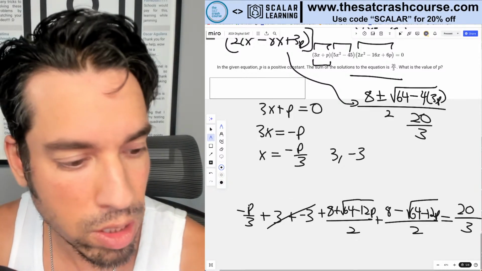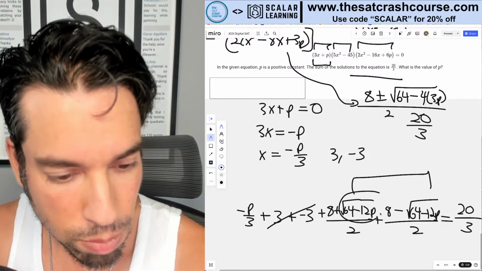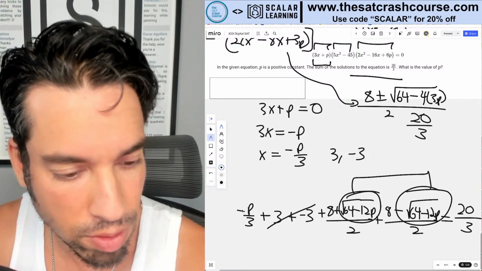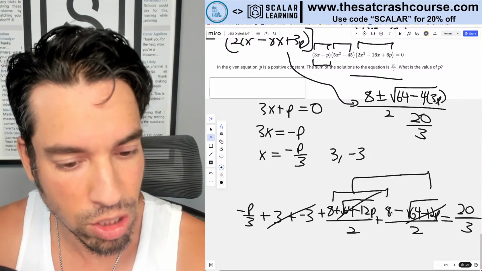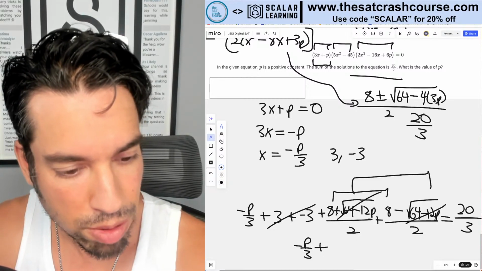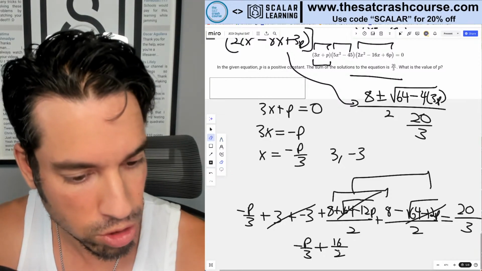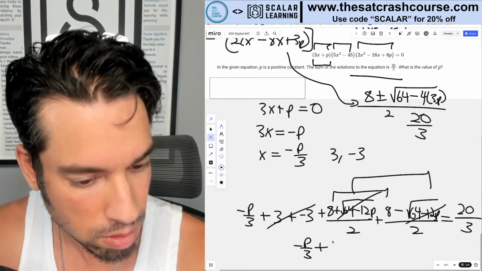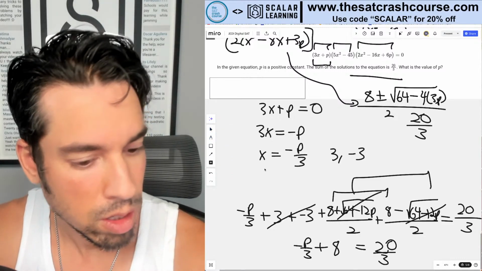So now as we add all these up, those are already gone. When I add these two together, look, this is the positive of the radical and the negative of the same radical. They're going to cancel out. That's beautiful. So then I have 8 plus 8, which is 16 over 2. So now I have negative p over 3 plus 16 over 2, which is of course just 8, is equal to 20 over 3.